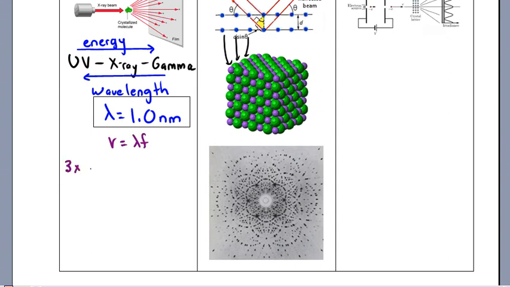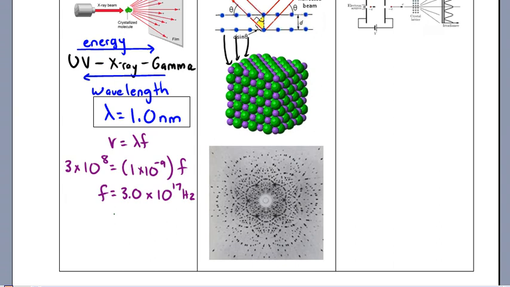So if we're talking about light, okay, UV, X-rays, and gamma rays, that's all light. So 3 times 10 to the 8 is your velocity. The wavelength, 1 nanometer, 1 times 10 to the negative 9. And then let's look for the frequency. And when you do that, you find the frequency for this particular radiation would be around 3 times 10 to the 17 hertz. So it's oscillating a little faster than just visible light would be.